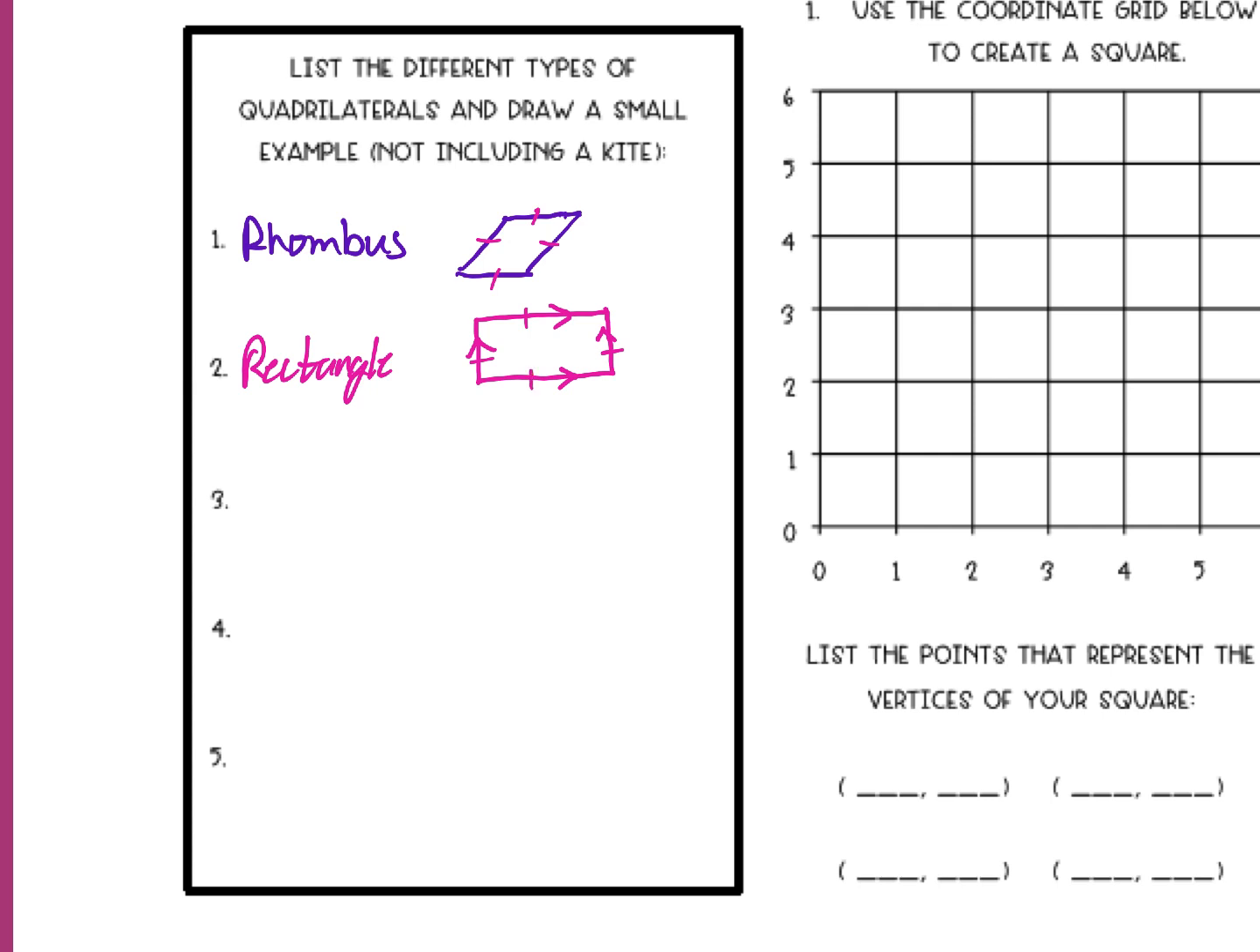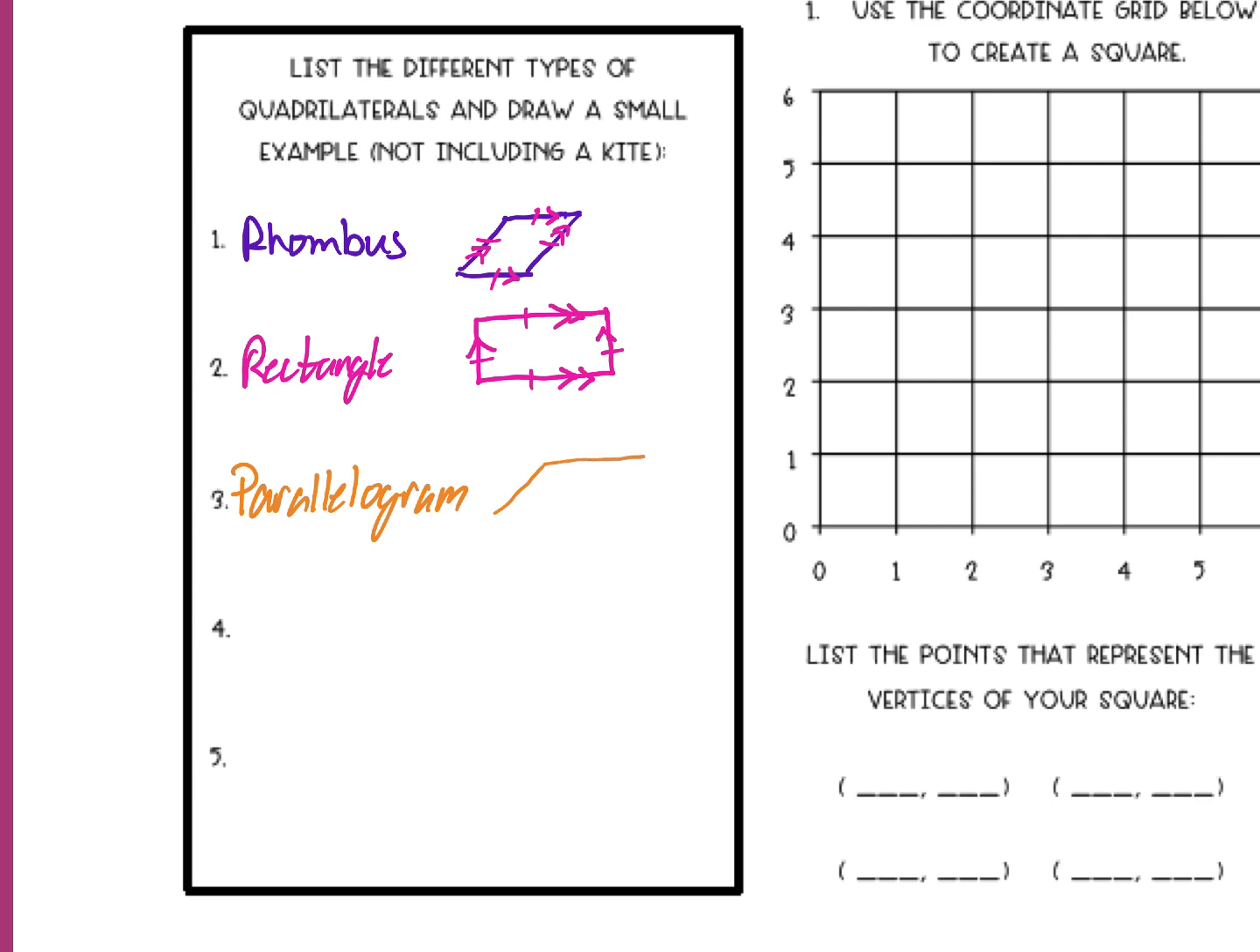Oh, these are all parallel too, sorry. Parallel, parallel, parallel. Okay. What's another quadrilateral? Anybody? Parallelogram, yeah. Parallelogram. And what does that look like? It's a tilted rectangle, right? Basically.